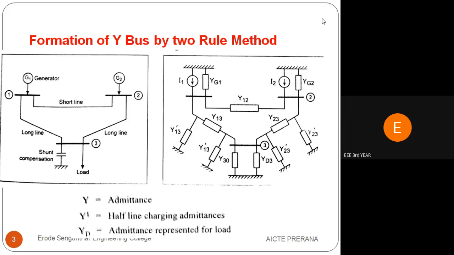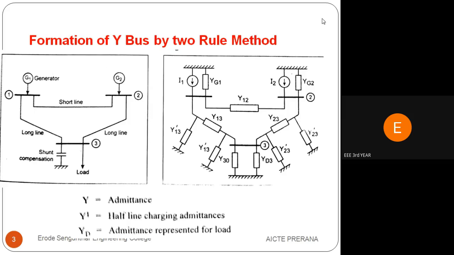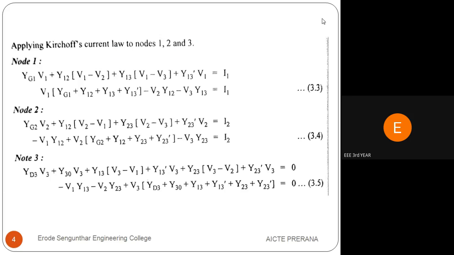For that purpose, we have to apply Kirchhoff's current law. What is Kirchhoff's current law? The incoming current is equal to the outgoing current. So, consider the first node, that is the first bus. In this first bus, the incoming current is I1 and the outgoing current is all the others. So we are taking I1 on the left hand side, that is I1 is equal to, we have to write the voltage drop.